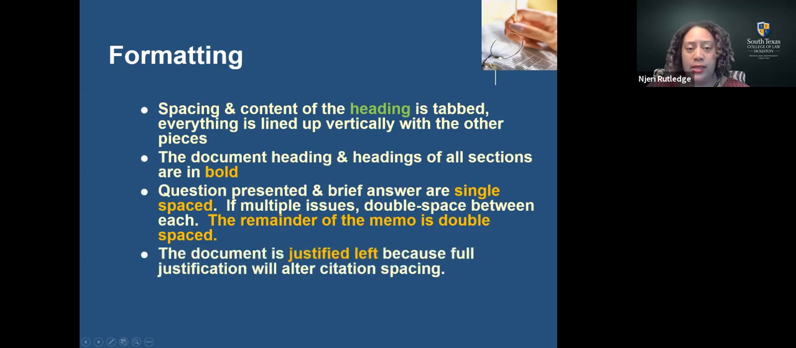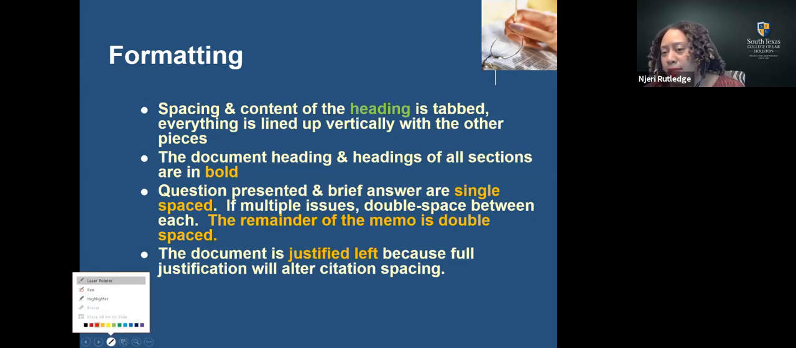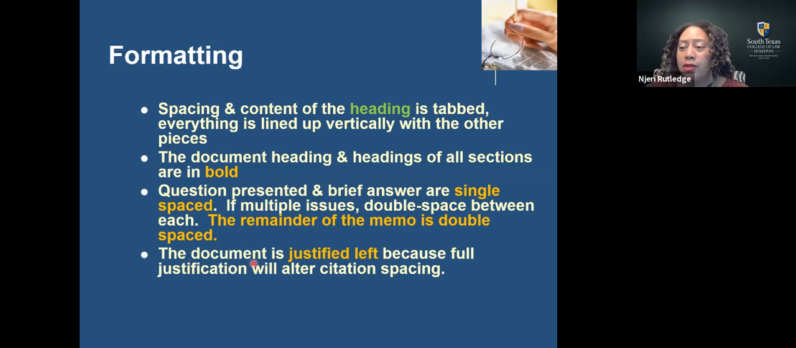Always, always listen to me on this one because this is one of my pet peeves. In fact, I'm going to get my laser pointer out on this one. The document should be left justified or aligned. Never, ever, ever for this class use full justification or full alignment. You don't do that in any form of legal writing, because it will mess up your citations. And spacing is everything when it comes to legal citations and proper attribution to authority. So make sure the document is in fact left justified.